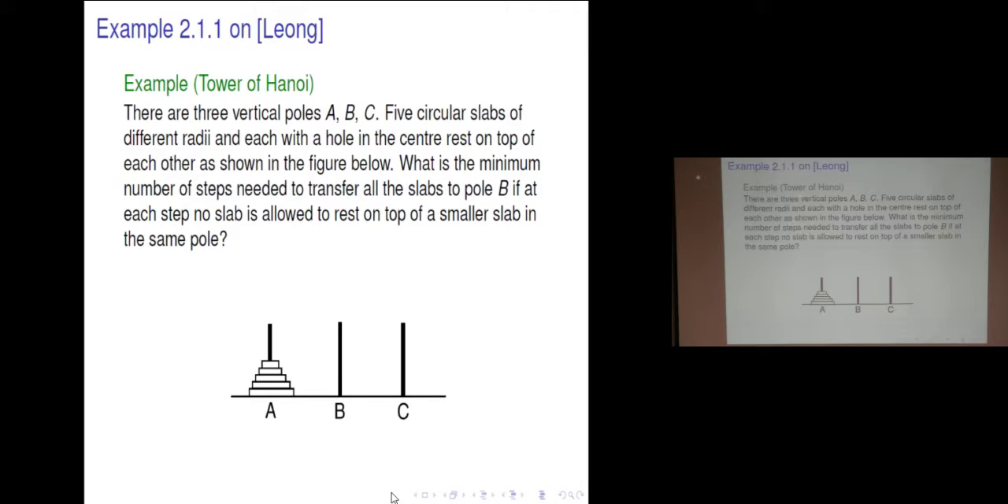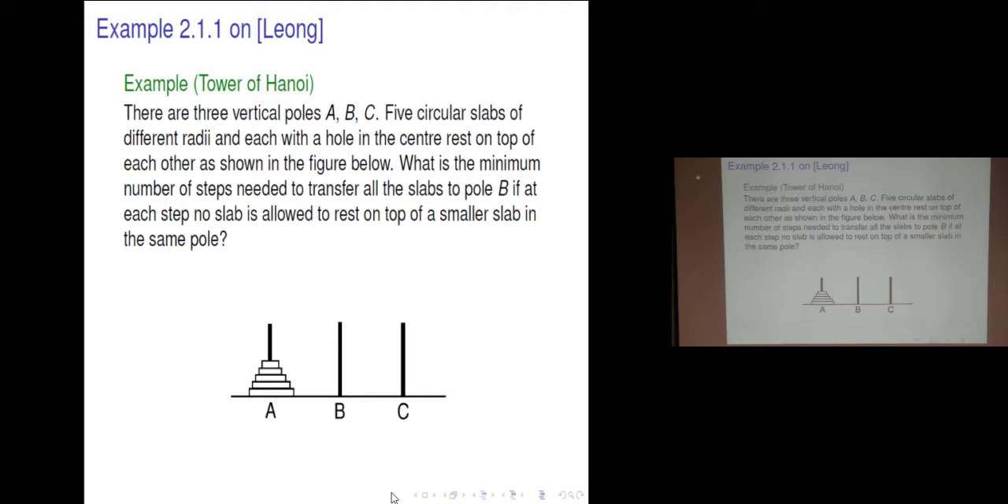Again, the textbook gives this example, Tower of Hanoi. It's a game for kids, right? You have 3 poles, and then you have several, they call them slabs or discs here, from smaller ones to the bigger ones. Now the game is you have to move all these slabs from A to, let's say, B. The rule is you can never put a bigger one on top of a smaller one. You have to keep the order.